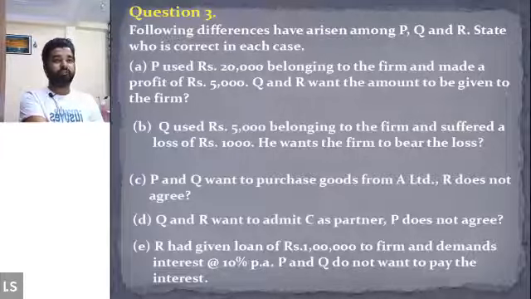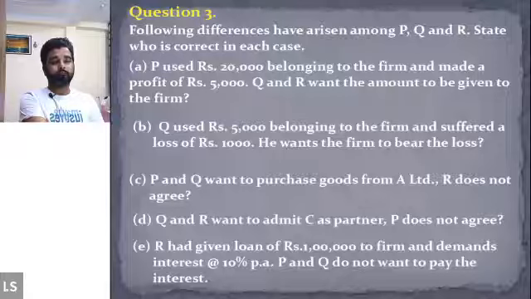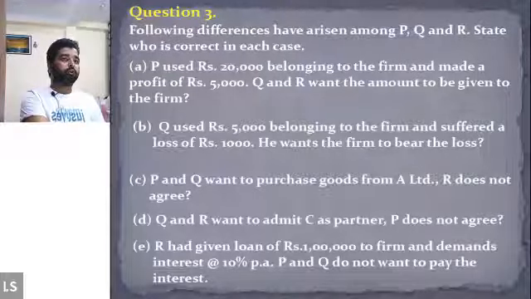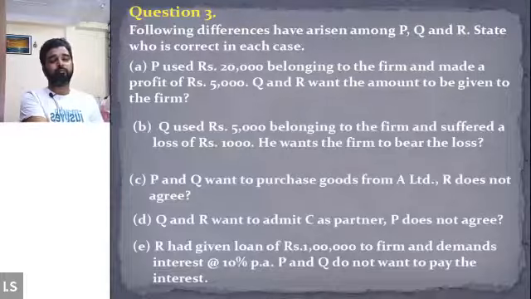Will he be able to? Correct, he's wrong. He won't be able to attribute this loss towards the firm. He will have to bear the loss personally.